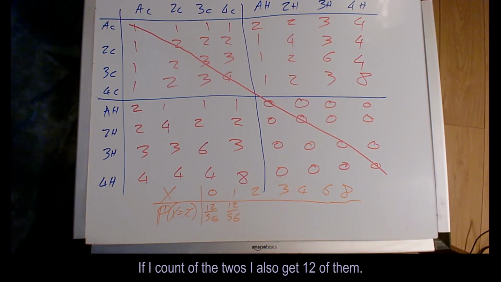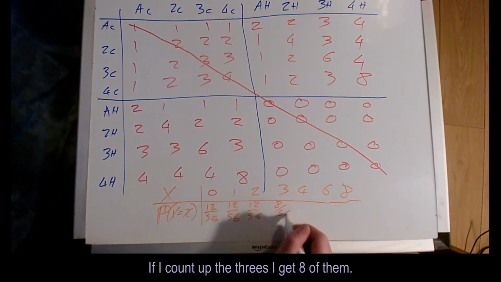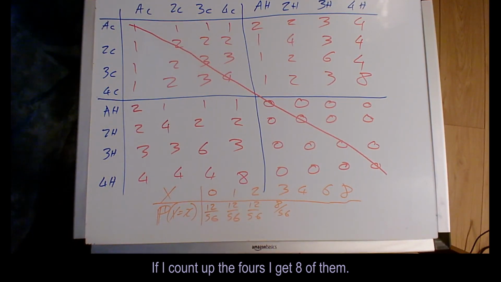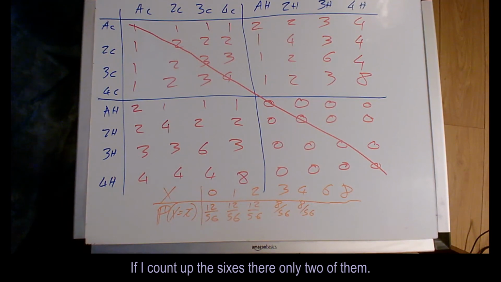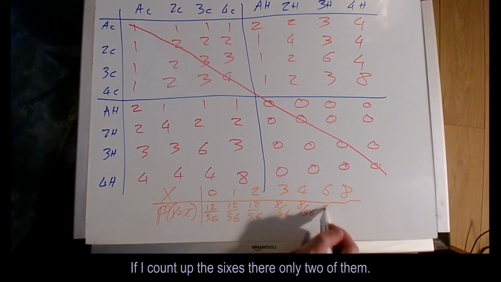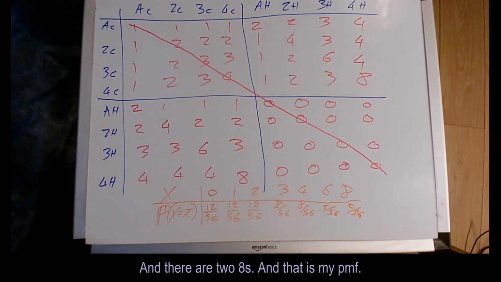If I count up the twos, I also get 12 of them. If I count up the threes, I get 8 of them. If I count up the fours, I get 8 of them. If I count up the sixes, there are only 2 of them. And there are 2 8s. And that is my PMF.